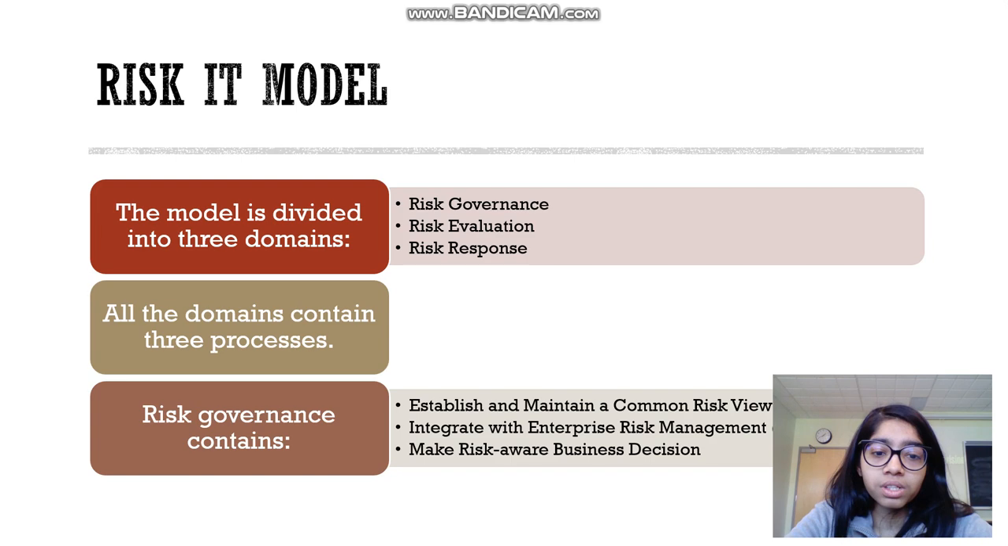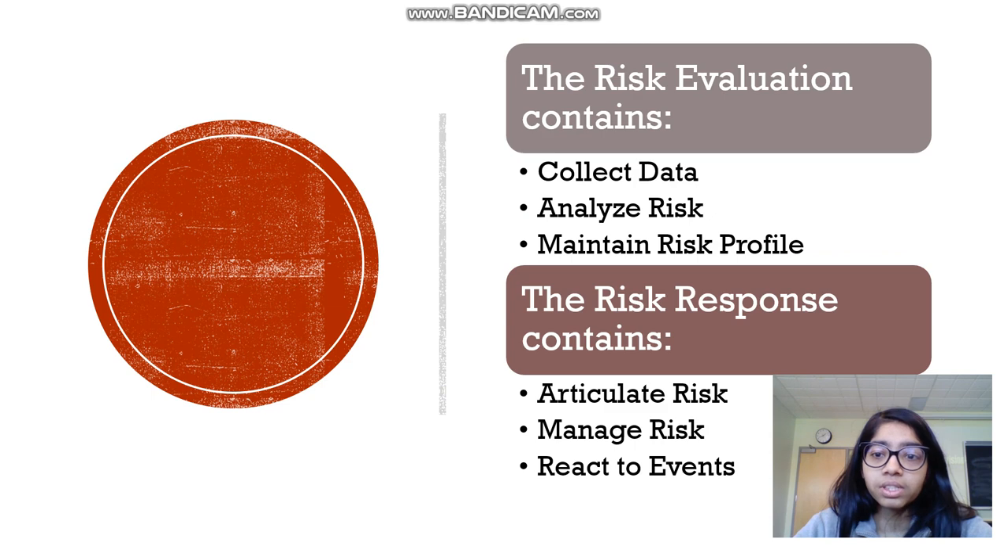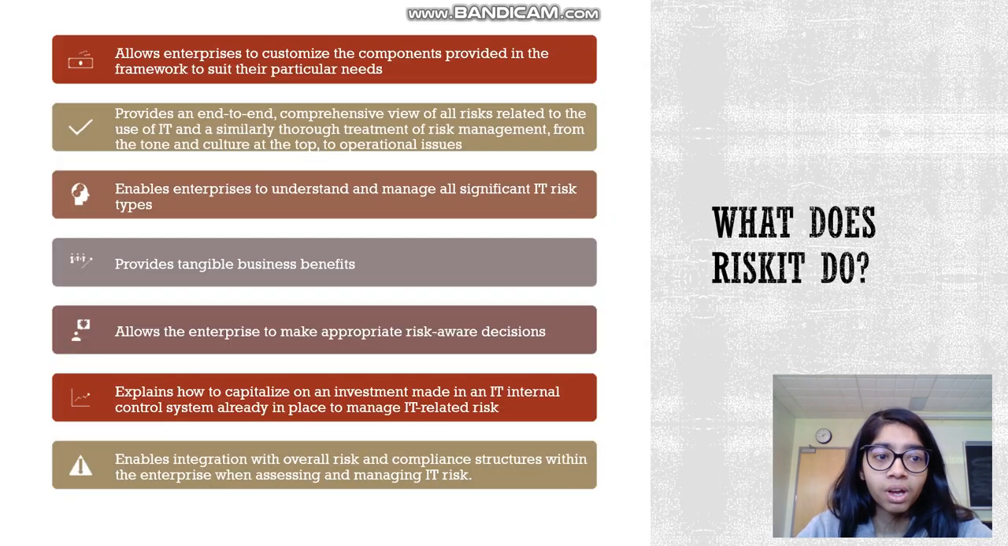The Risk IT model is of three parts. All the domains contain three processes. Risk governance contains establish and maintain a common risk view, integrate with ERM, which is enterprise risk management, and make risk-aware business decisions. Risk evaluation contains collect data, analyze risk, and maintain risk profile. Risk response contains articulate risk, manage risk, and react to events.